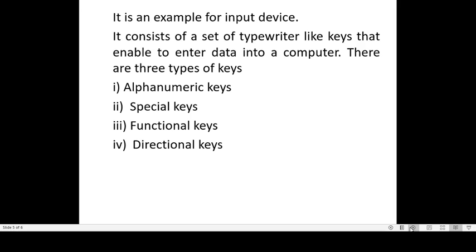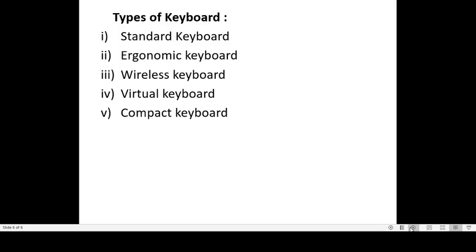For example, if you press F5, it refreshes the screen. If you press Alt along with F4, it closes the files or closes the system. Like this, they have certain functionality, so we call them function keys. The directional keys are the arrow keys, which help the user to move the cursor according to the direction: up, down, left, right.